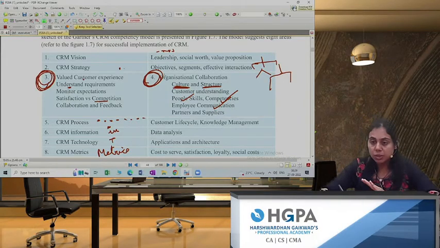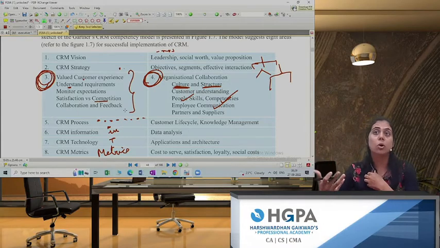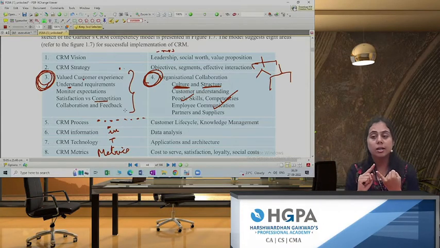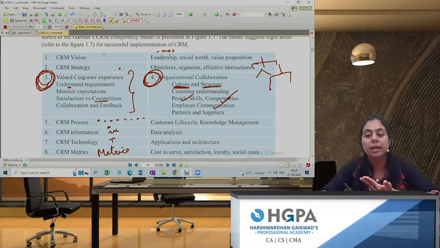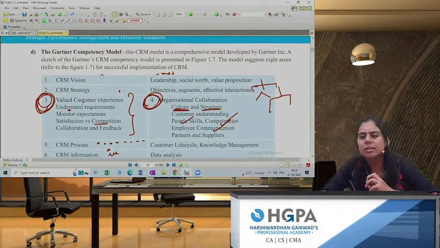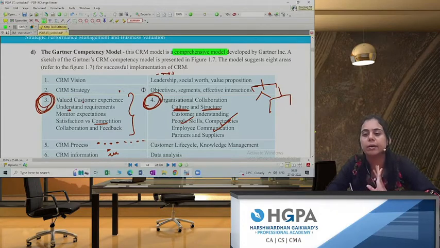So if you see, this third point is what does the customer need? How can we add value to the customer? What are the expectations of the customer? And on the other side, how is an organization working? The organization's culture, structure, people, skills, competency, suppliers, how are they involved? So this is somewhat a comprehensive model.